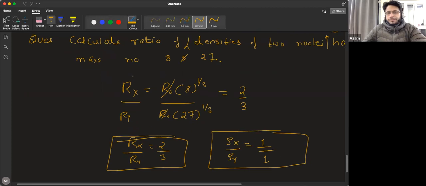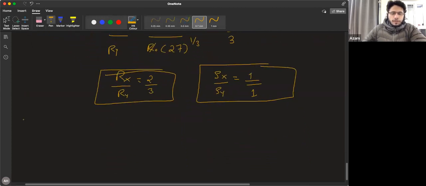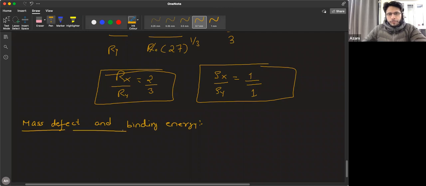Okay, the next is mass defect and binding energy. A very, very important topic.